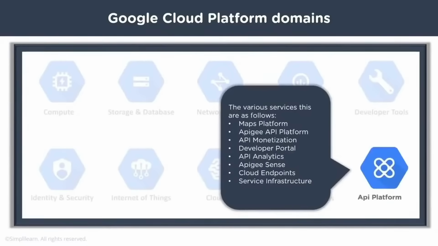If you would be interested in services related to API platform, then there are different services under this category or domain. You have Maps Platform, Apigee API Platform, monetization, developer portal, API analytics, Apigee Sense, Cloud Endpoints, and Service Infrastructure. So these are some of the listing of services under each cloud platform domain.